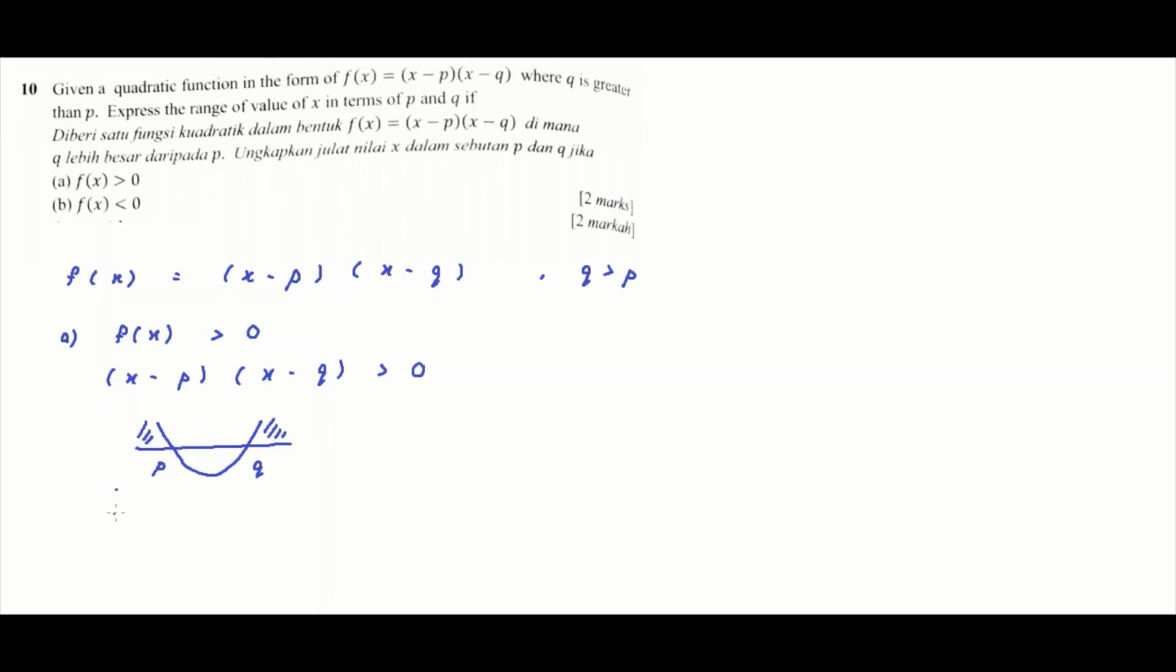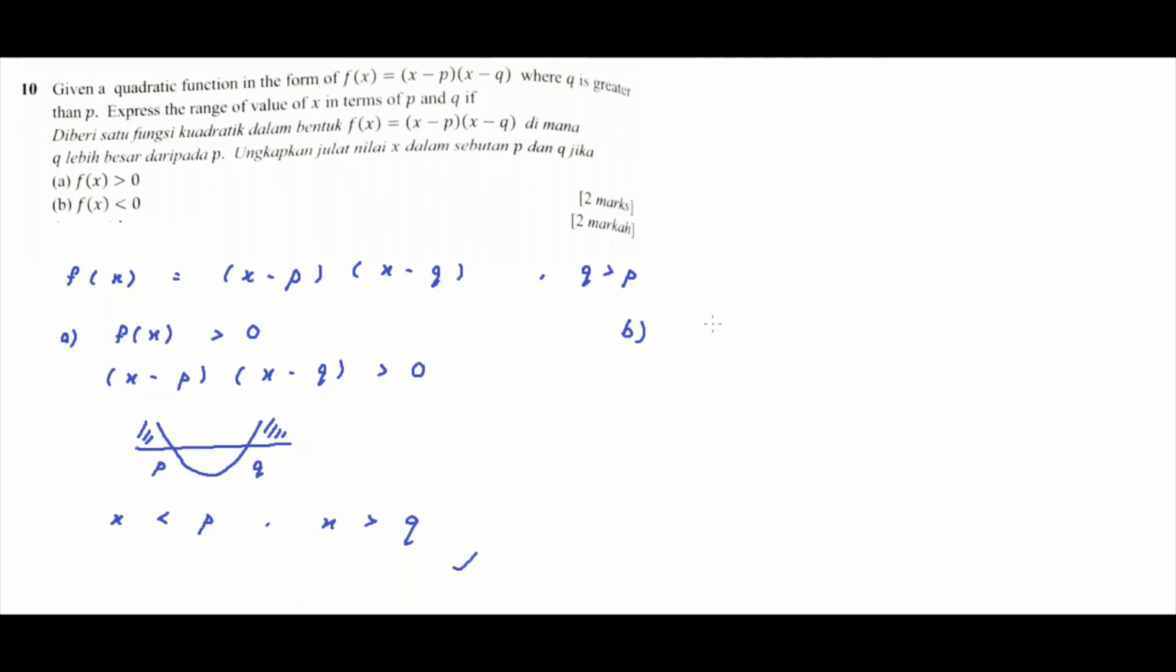Okay, so for here, I'll be able to get my answer, which is x should be lesser than p, and then x should be greater than q. Okay, so you have 1 mark for this.